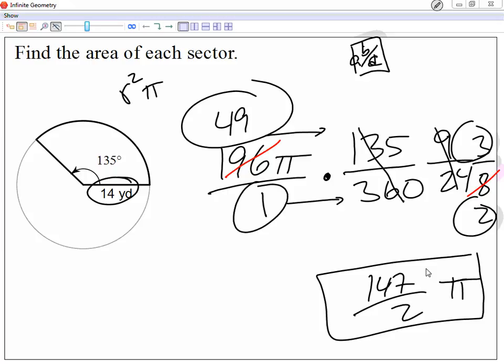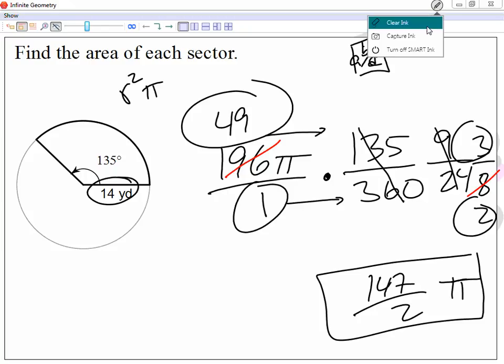No decimals. 147 over 2 pi, don't change it to a decimal. Leave it as a fraction. Any questions on the notes? Any questions on our notes? No? All right, now let's take a look at our worksheet.